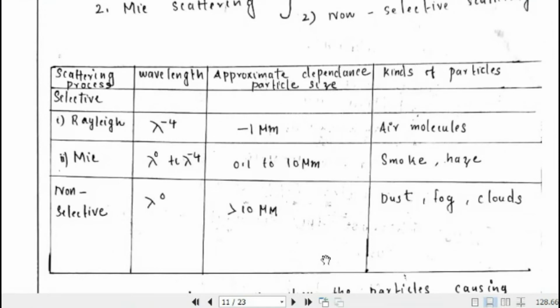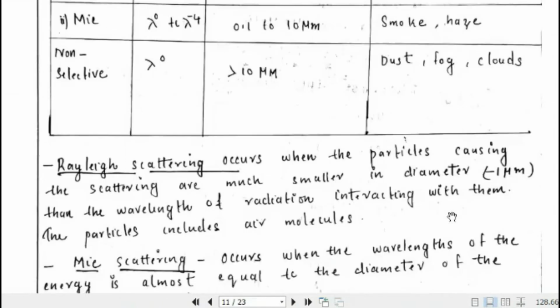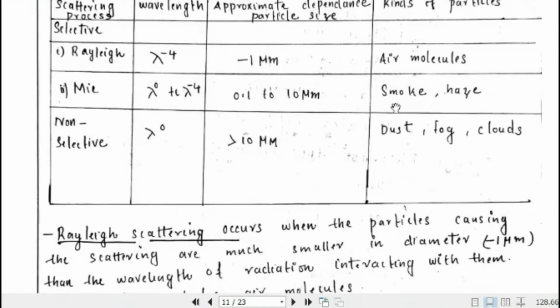type of scattering. Rayleigh scattering is mainly caused by air molecules. As we already studied, air molecules have a smaller diameter than the radiation, which causes Rayleigh scattering. Mie scattering is caused by smoke and haze, whose diameter is almost equal to the wavelength of the electromagnetic radiation. Then particles with a diameter larger than the electromagnetic radiation cause non-selective scattering.